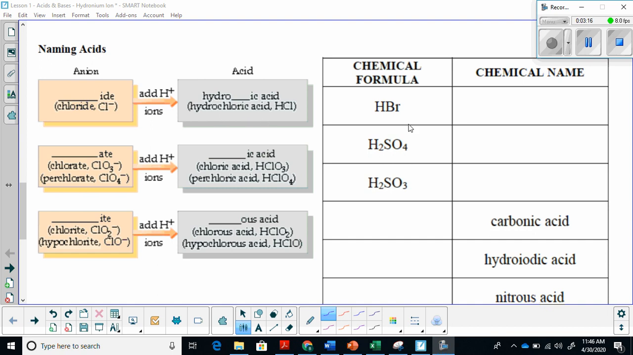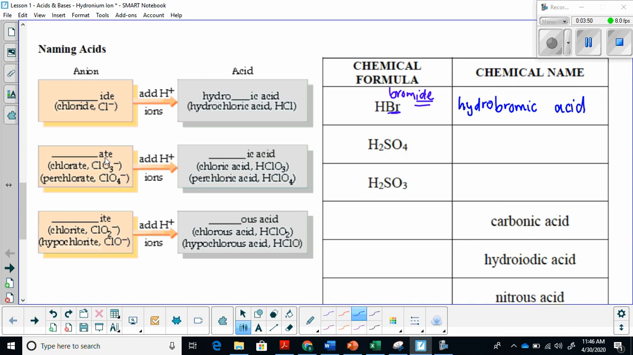Okay, so for example, I have this here, HBr. This Br attached to the H is bromide. It's the bromide ion. It ends in "ide," therefore we're going to name it like this. So it's going to be hydrobromic acid. Perfect. Moving on to the next one.